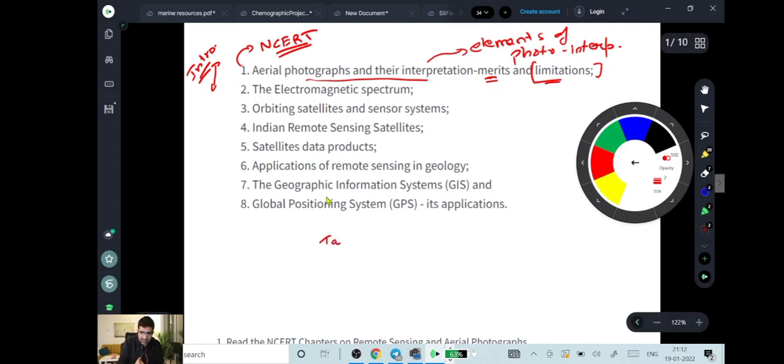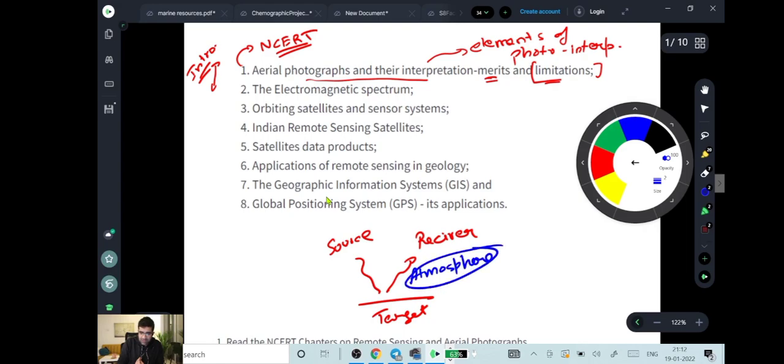So you have basically a target. Then you have a source here. Sorry, the target will be on the ground. You have a source, and then you will have a receiver. In between there is the atmosphere. Now this source can be natural or artificial. Natural, for example, can be the sun, or it can be the earth itself.